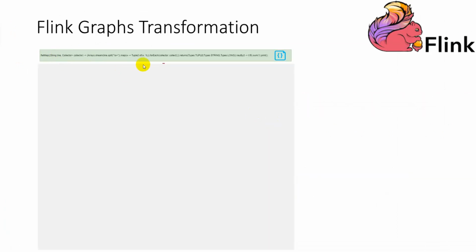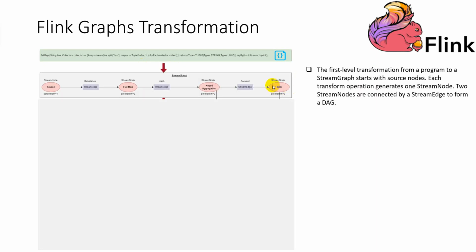Suppose this is our source code submitted into the Flink cluster. The first level transformation, from program to a stream graph, starts from the source nodes, and each transform operation generates one stream node, as you can see here. The 2 stream nodes are connected by a stream edge to form a DAG.